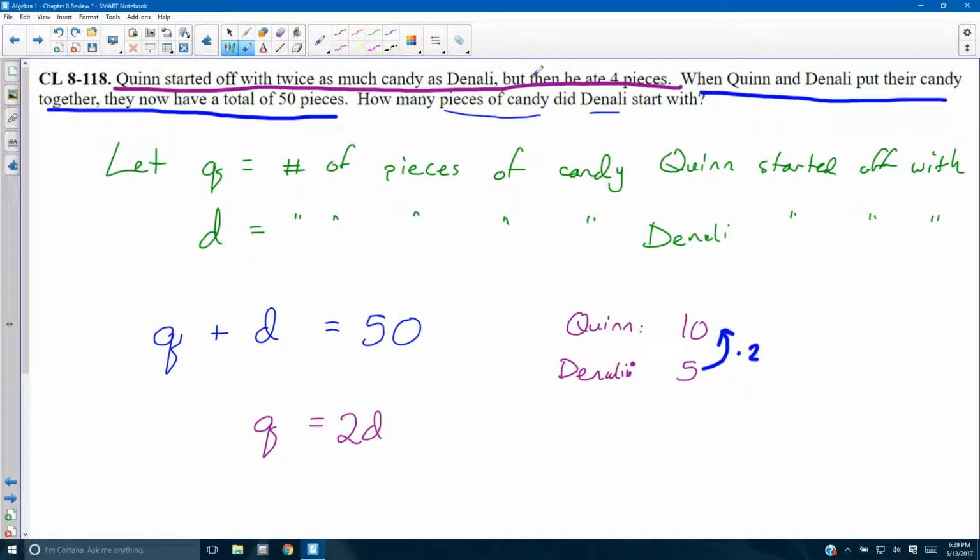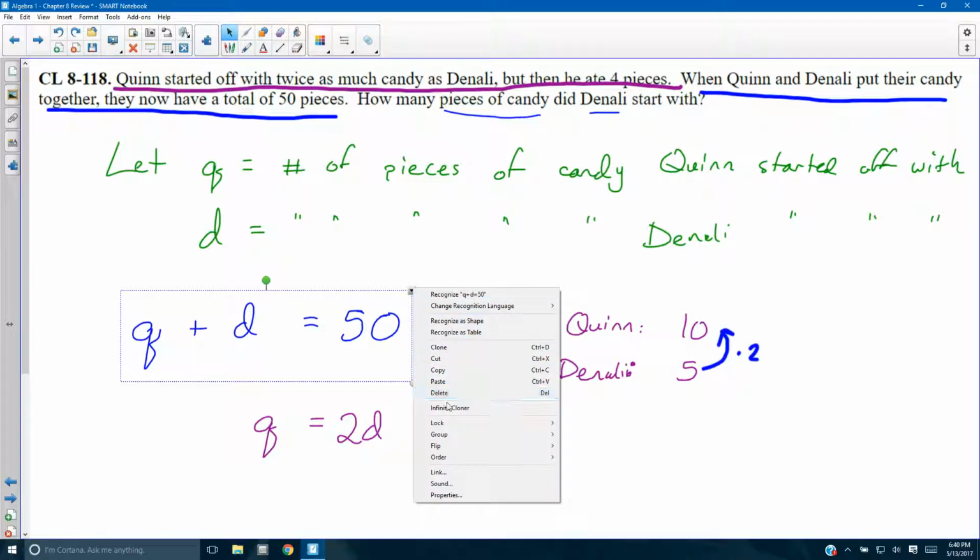Now there's something else that they say. Then he ate 4 pieces. It says then he ate 4 pieces, and now when they put their candy together, they have a total of 50 pieces. Okay, I messed up a little bit with what I put up here, because it looks like this Q right here should be not just Q, but Q after Quinn ate 4 pieces of candy, right? So how do I represent that right here?